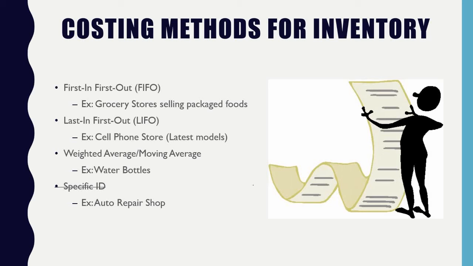Okay, and then lastly is going to be weighted average or moving average. Okay, and we'll talk about the difference between the two. So periodic is going to be weighted. Perpetual is going to be moving average. Okay, and usually a good example would be something that is a necessity that everybody needs. So it's like a resource. For example, water, right? Water bottles, to be more specific.